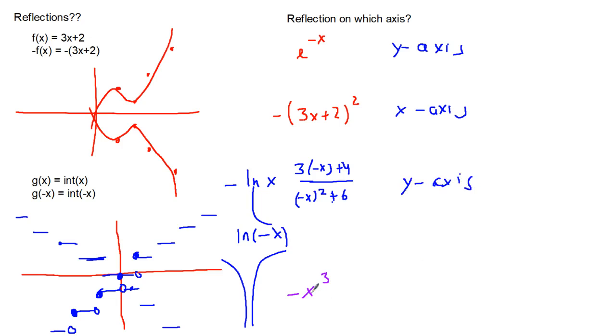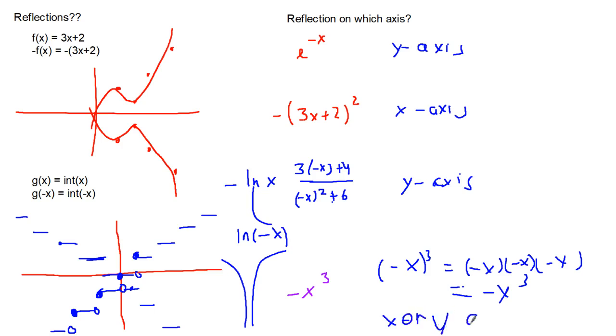Now this is a little bit tricky because minus x cubed can be both, right? If you take minus x cubed like this and you multiply it by minus x, it's minus x cubed. So it can be both. It's x or y axis, right? Both the x and or the y axis.